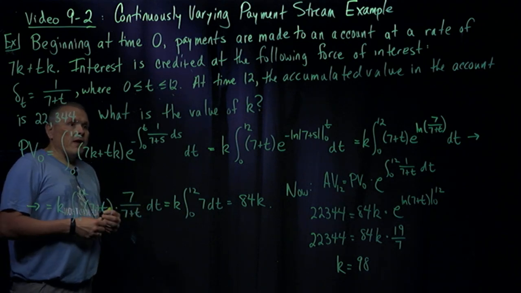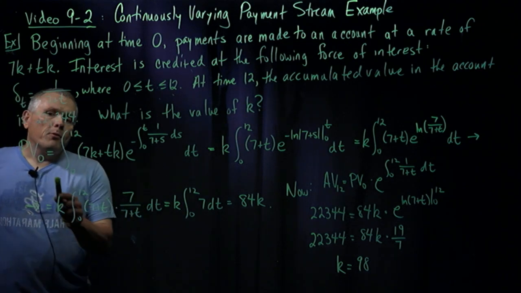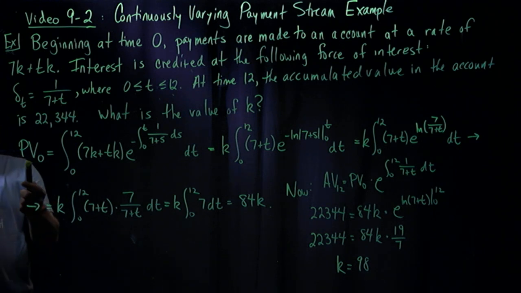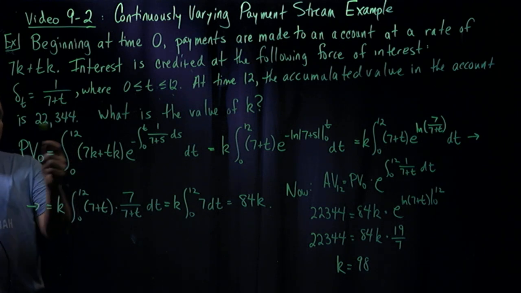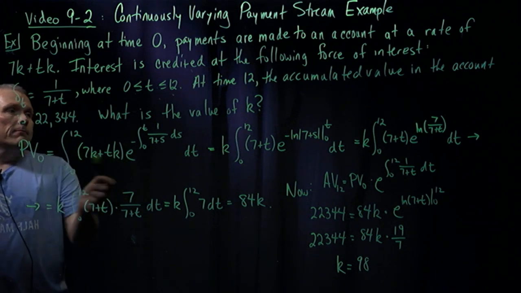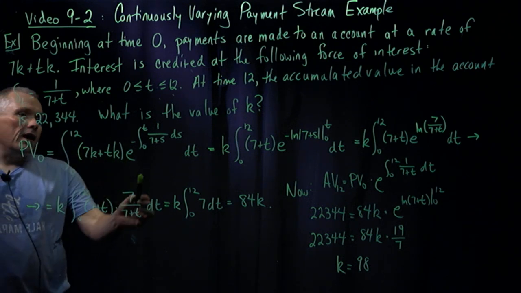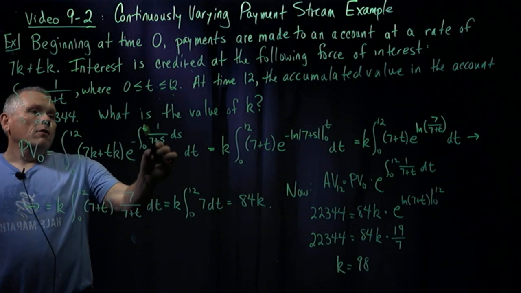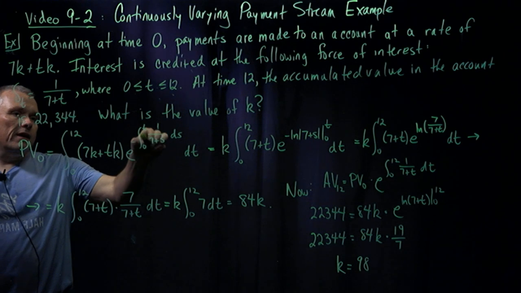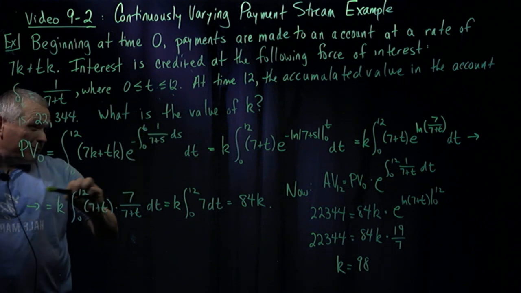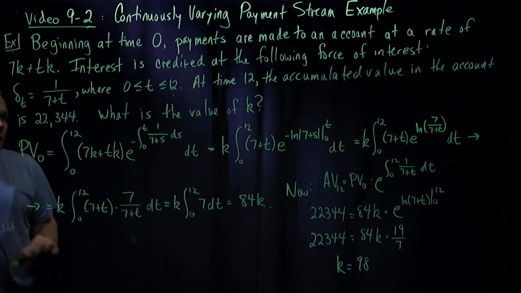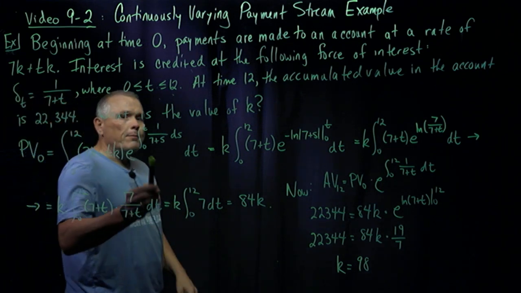So using the formula that we had last time, we know that the present value is the integral over the time period, so in this case 0 to 12, of our payment stream, that's the 7k plus tk, times e to the negative of the integral from 0 to t, from 0 to whatever the time is at that particular instant, of the force of interest ds.